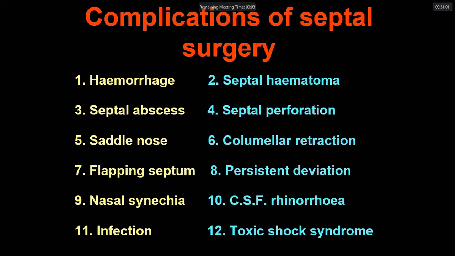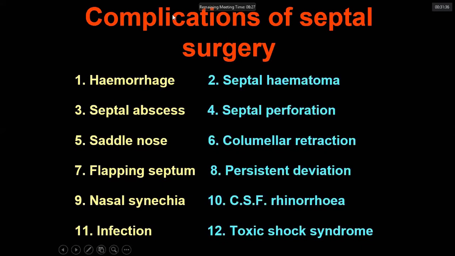So, okay, in ENT, there are a few basic surgeries. Like in the ear, there is myringoplasty, in the nose, there is septoplasty, then there is tonsillectomy. So, these are the basic ENT surgeries. Despite that, septal surgery has a lot of complications. And because the nose is the exposed part of the body, any complications may result in deformity. And if there is any deformity, then it becomes very unsightly and the patient may require plastic surgery.